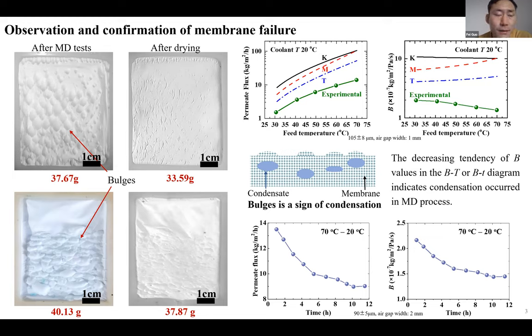The mass of the MD module after the MD test was 40.13 grams, and after drying it was 37.87 grams. That means condensate is also present in the membranes. We may draw a conclusion that the decreasing tendency of B values in the B-T diagram may indicate that condensation occurs in MD processes.